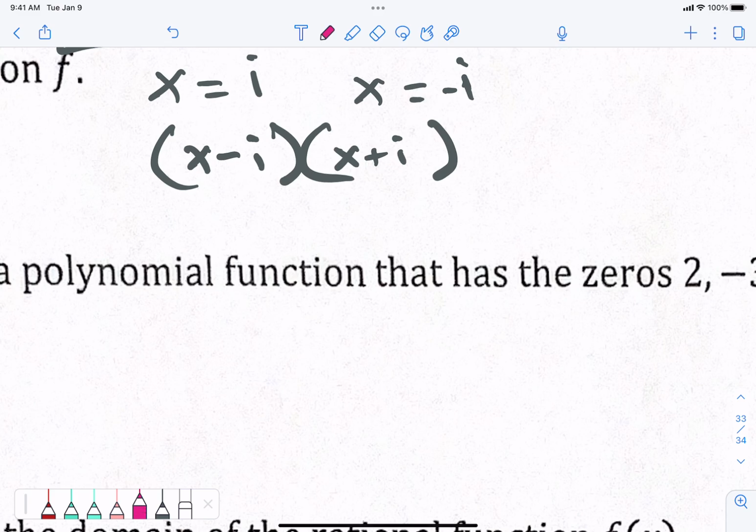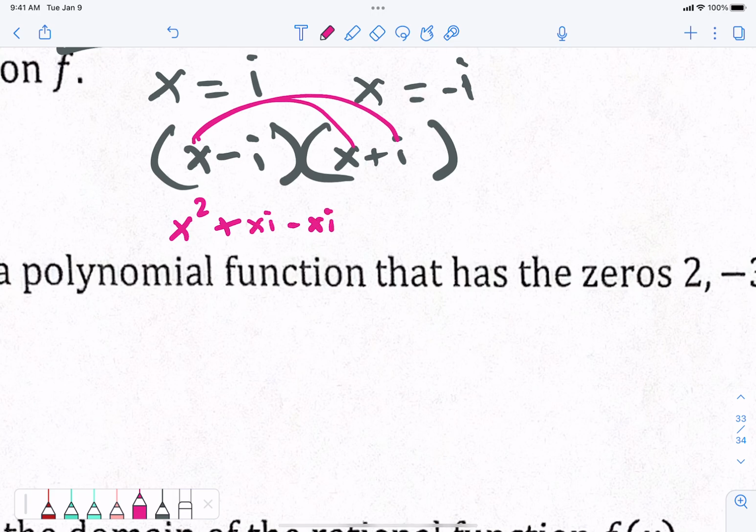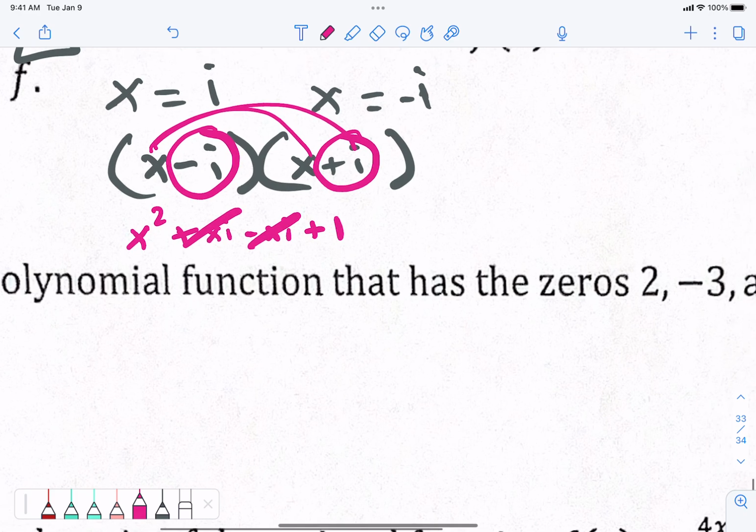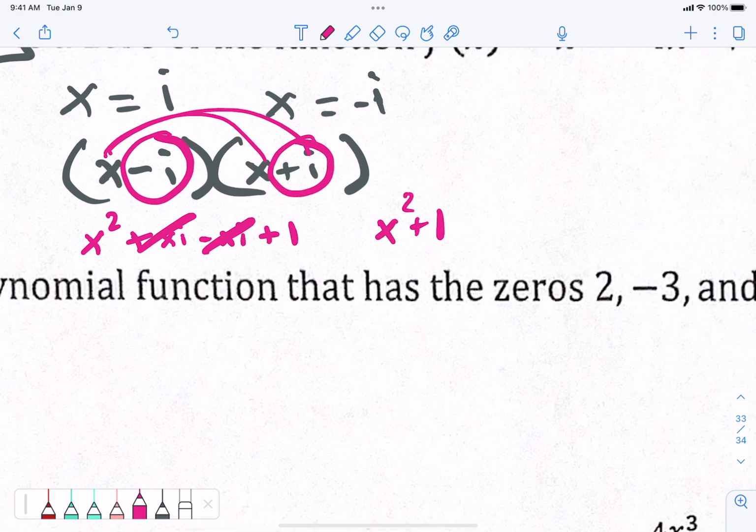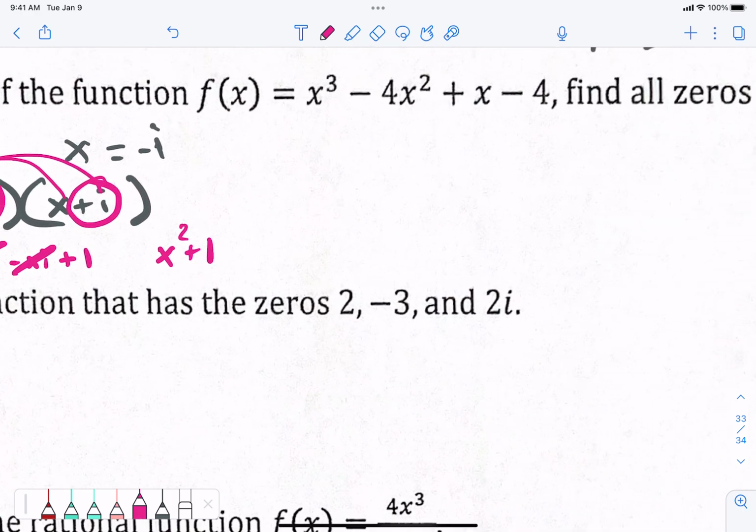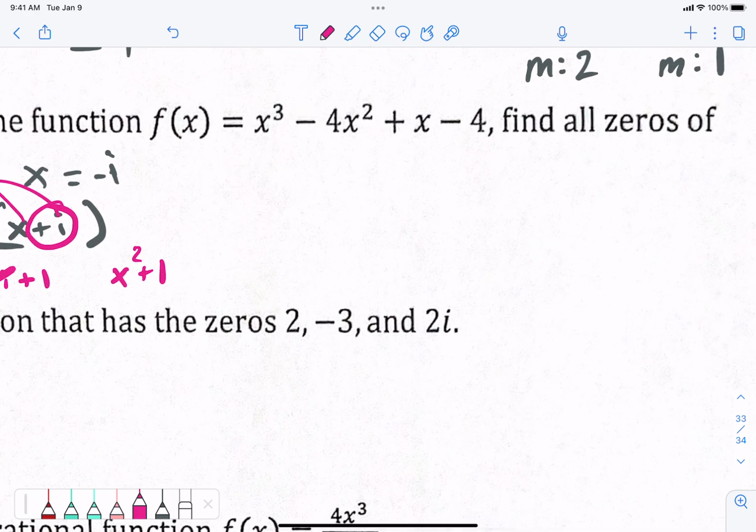X times x is x squared. X times i is plus xi, minus xi. And then negative i times positive i is negative i squared, which is positive 1. So this comes out to be x squared plus 1. Now what do I do to find the other zeros? There should be just one more, because we have 3 and 2 of them are imaginary.